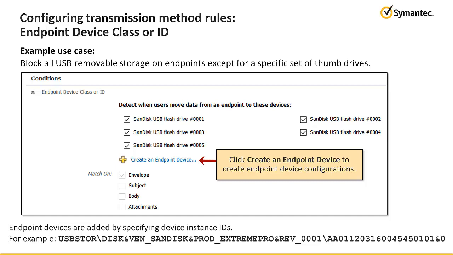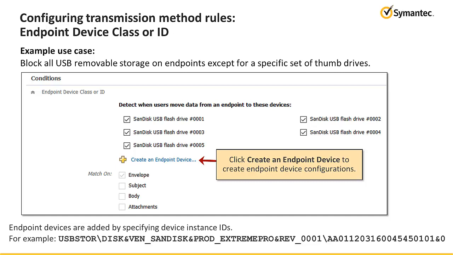Endpoint device instance IDs must conform to regular expression syntax. In Windows, you can find device instance ID metadata in Device Manager by viewing the endpoint device's properties and locating the device instance path value on the Details tab. For example, a device instance ID for a SanDisk USB flash drive in Windows might look like the example listed here at the bottom of the figure.